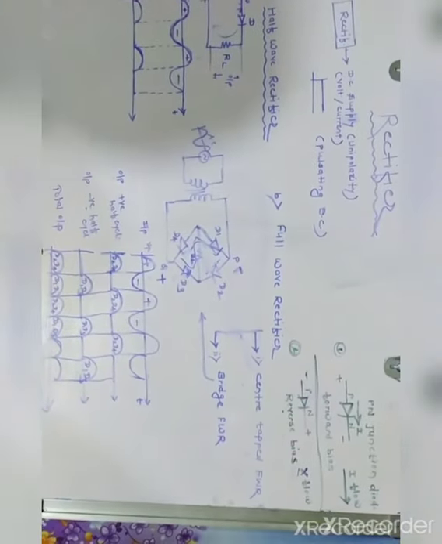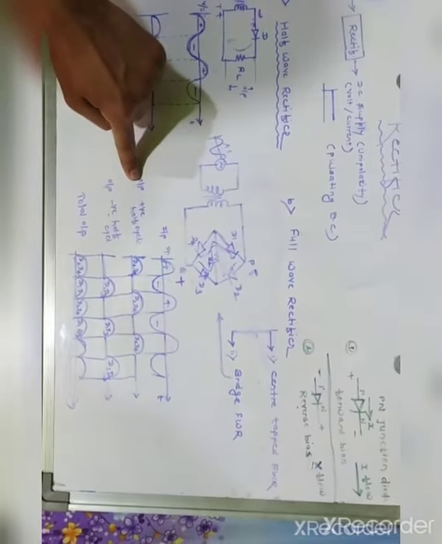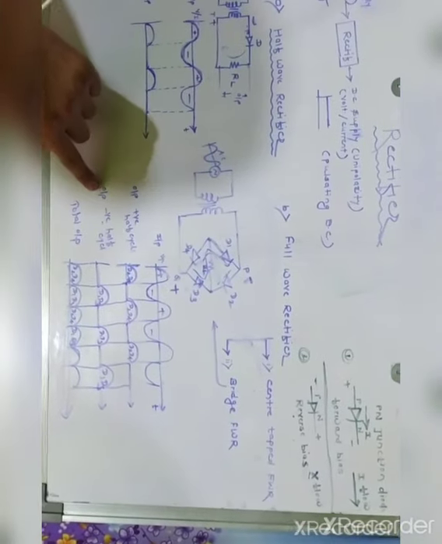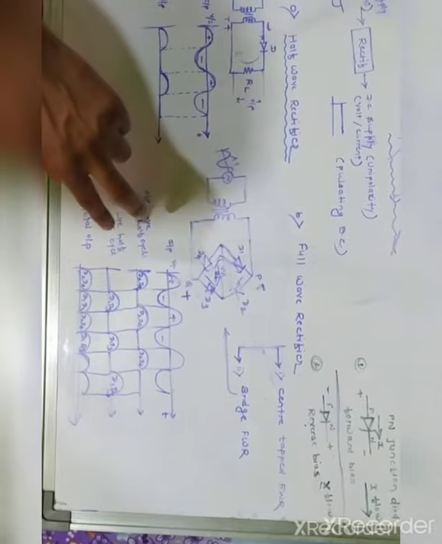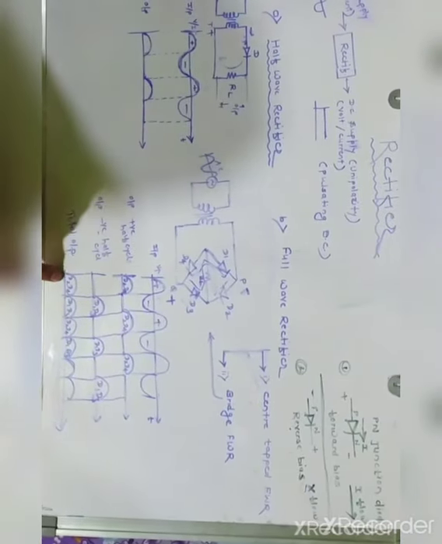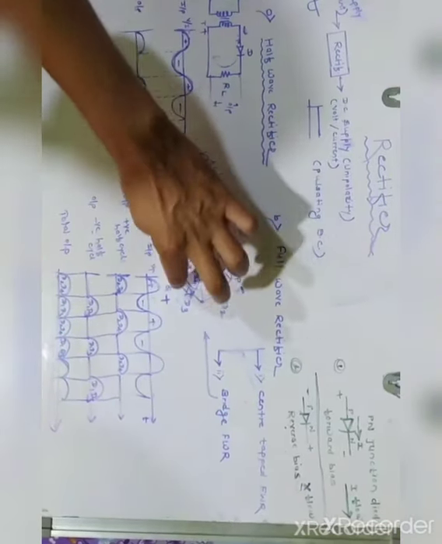This is your total output. This is your output during the positive half cycle. This is your output during the negative half cycle. I just combine these two. Here we are using 4 diodes, 1, 2, 3 and 4.